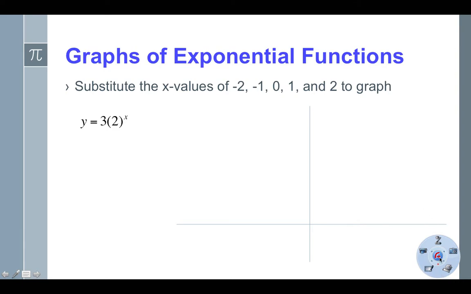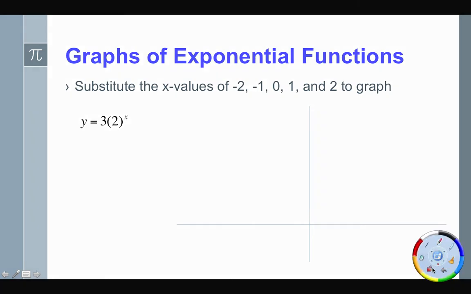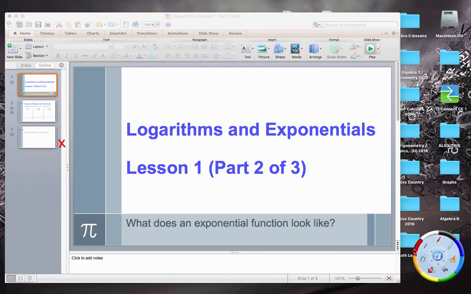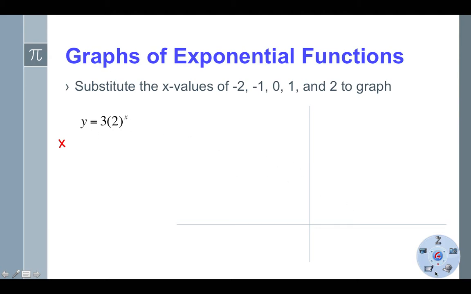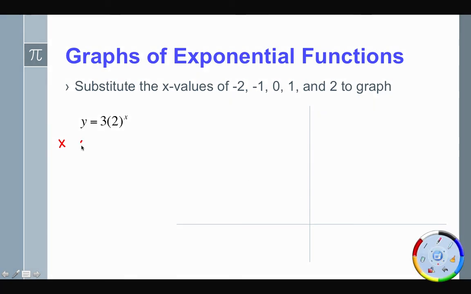So let's look first at y equals 3 times 2 to the power of x. You'll remember this from the first video. This was our first example. This is a growth model, which we recall says as x gets bigger, y gets bigger, or as x increases, y increases. So let's think about what this is going to look like. If we looked at x and y values, I want to look at the values -2, -1, 0, 1, and 2.